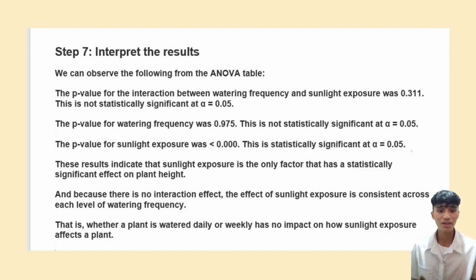The p-value for sunlight exposure was less than 0.000. This is statistically significant at alpha equals 0.05. These results indicate that sunlight exposure is the only factor that has a statistically significant effect on plant height. And because there is no interaction effect, the effect of sunlight exposure is consistent across each level of watering frequency. That is, whether a plant is watered daily or weekly has no impact on how sunlight exposure affects a plant.